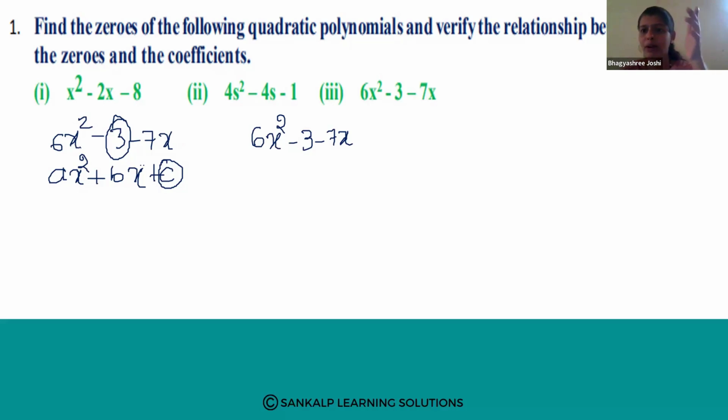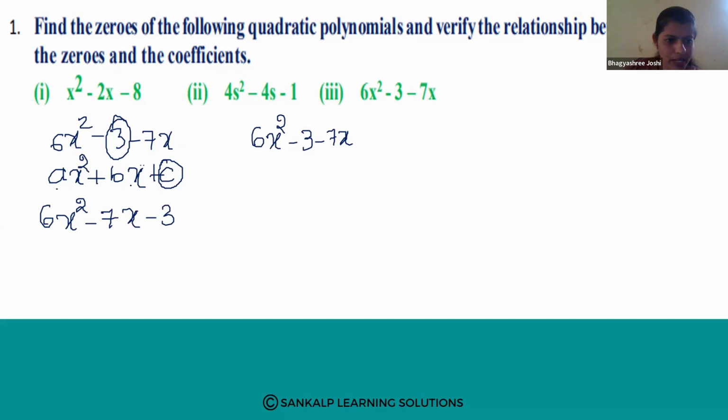Okay, variable powers can be written in decreasing order. So it can be written in decreasing order: x square, then x raised to 1, next x raised to 0. 6x square, transfer this 7 to this side, means rewrite 7x, then minus 3. Then it will be in the standard form.